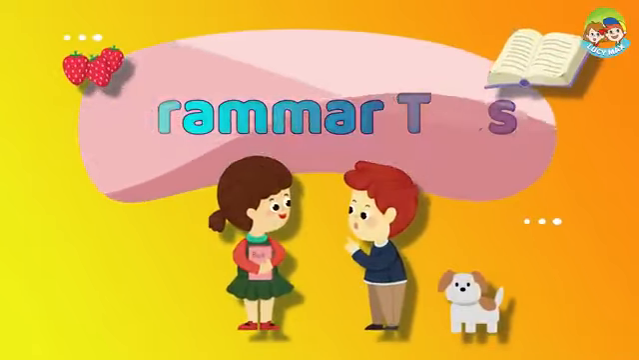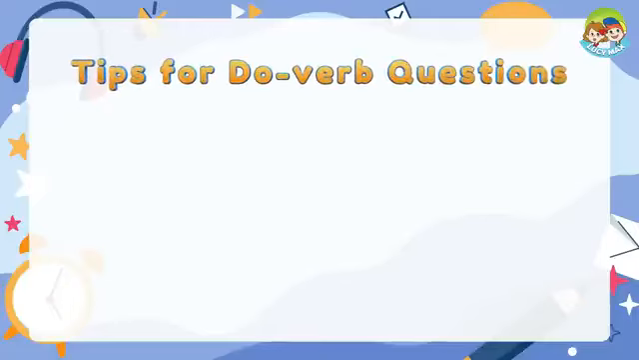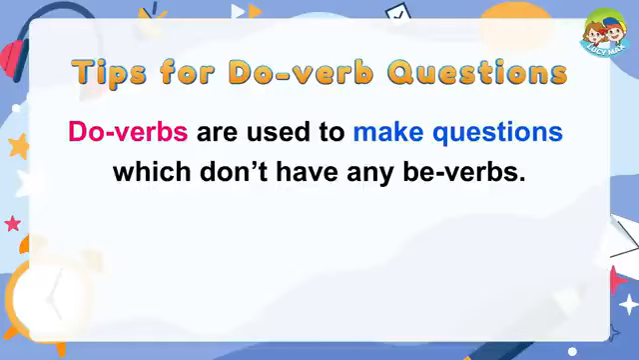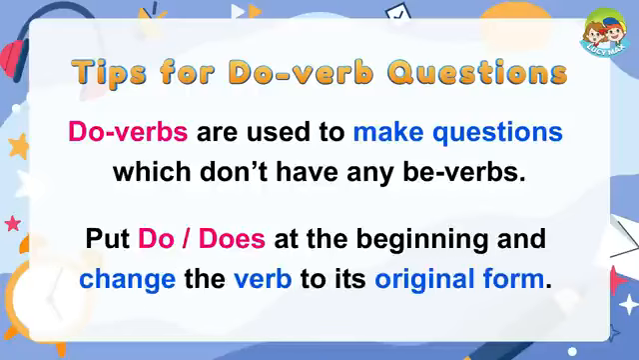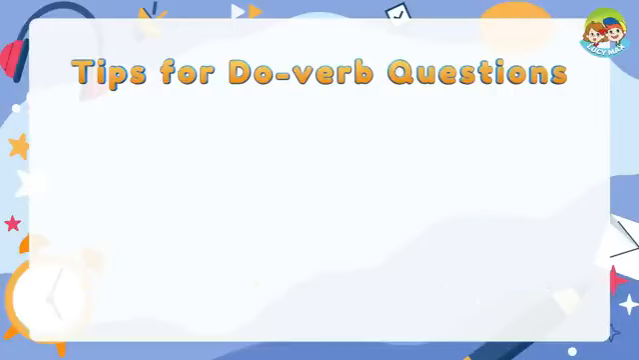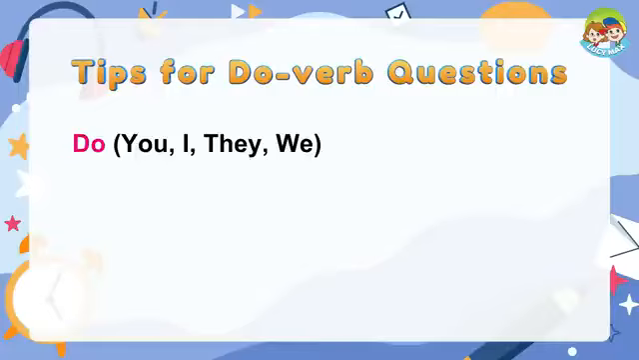Grammar tips. Now we'll look at tips for do verb questions. Do verbs are used to make questions which don't have any be verbs. Put do or does at the beginning and change the verb to its original form. Do is used with you, I, they, and we.